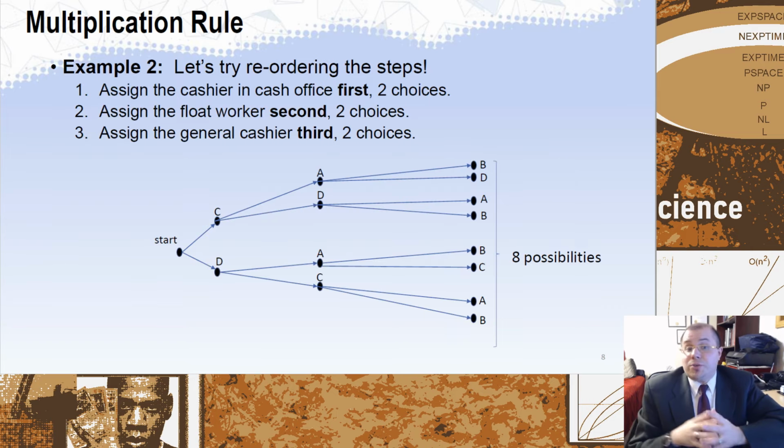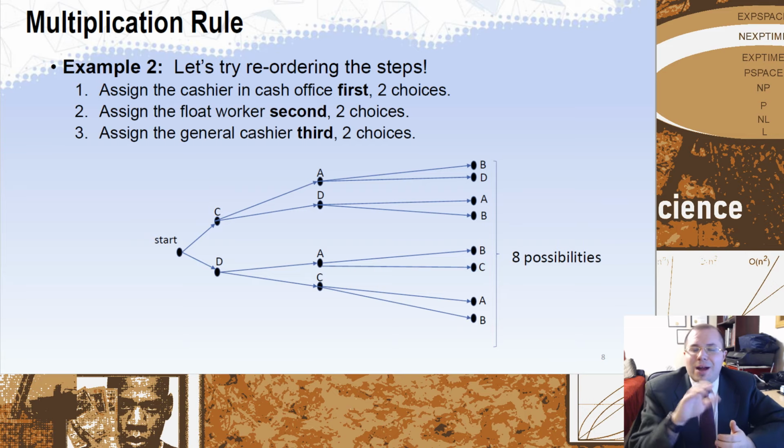So let's try reordering the steps. Because I know cash office involves either Charlie or Drake, I'm going to immediately pick that first. And there are only 2 choices here, Charlie or Drake.